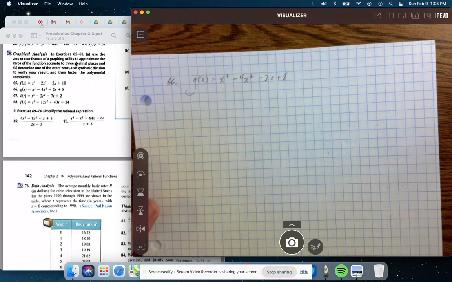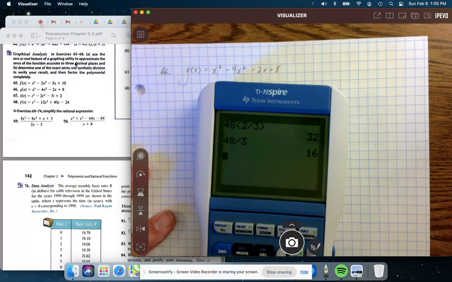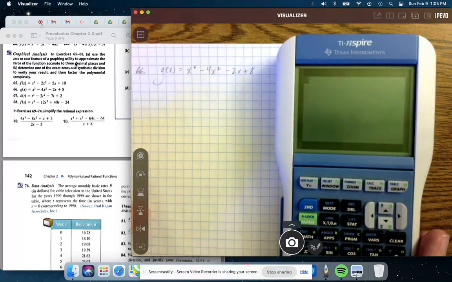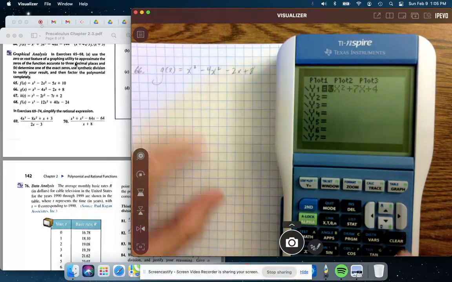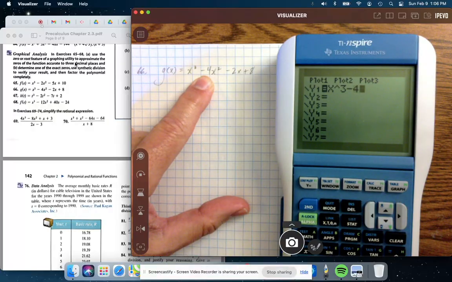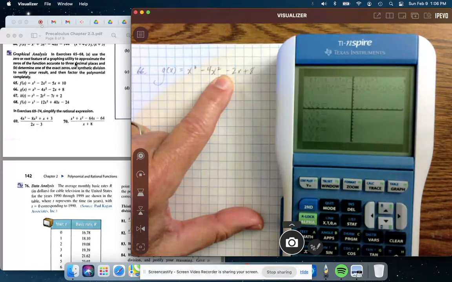Okay, so the first thing we're supposed to do is use a graphing utility, and I know that if you're doing a quiz, you're going to be using one of these, so I'll do that. So we're going to go to y equals and put in x raised to the third minus 4x squared minus 2x plus 8. Graph. All right.